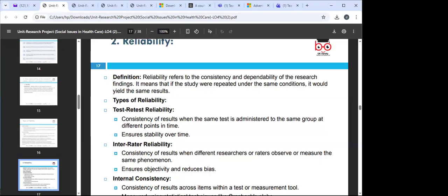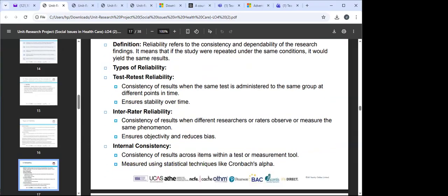Types of reliability. Test-retest reliability: consistency of results when the same test is administered to the same group at different points in time. It ensures stability over time. This is what we call test-retest reliability. So COVID-19 tests, HIV tests, the flu jab test, when you do them regularly, that becomes a test-retest. It is reliable that this test never changes. It always brings out the intended result that we want.